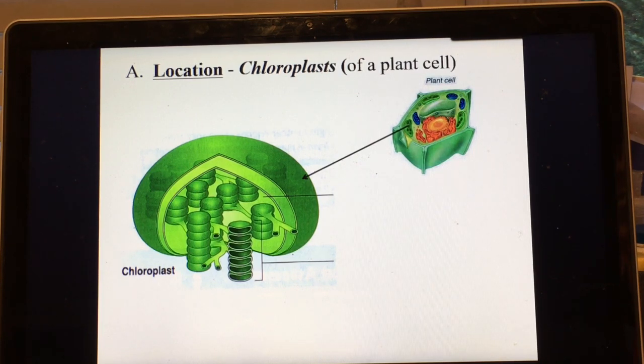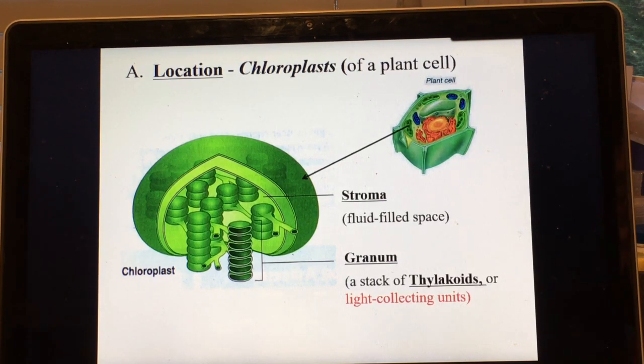inside those two layers of phospholipids, there are small stacks of discs that are called granum. So an individual disc is a thylakoid, a stack of thylakoids is a granum, and many stacks would be grana. So the plural of granum is grana. The liquid filling inside the chloroplast but outside the granum is called the stroma.